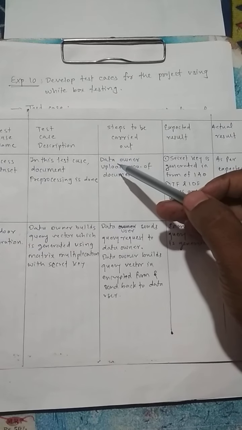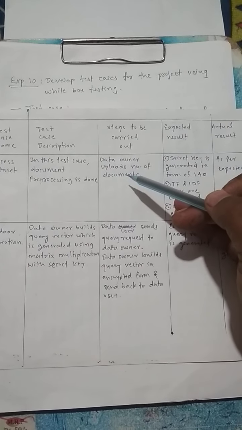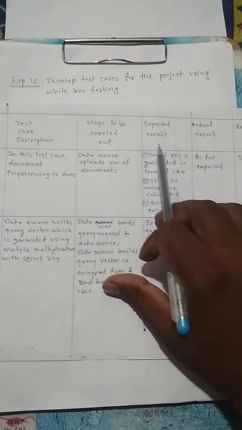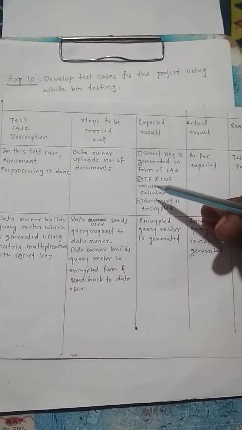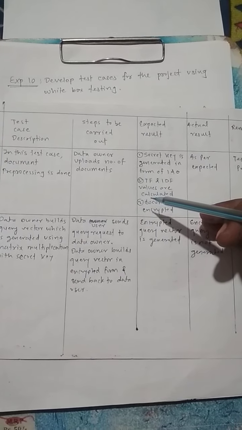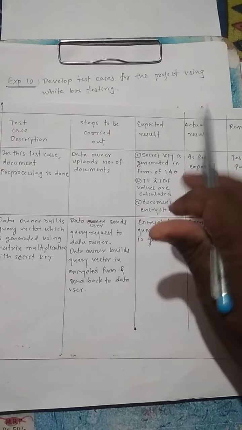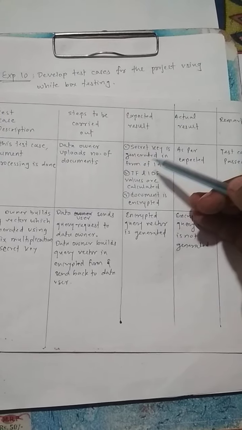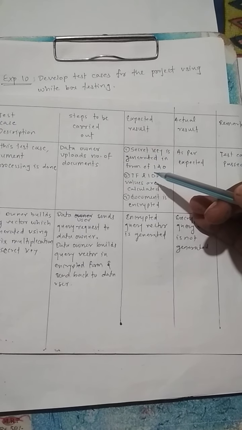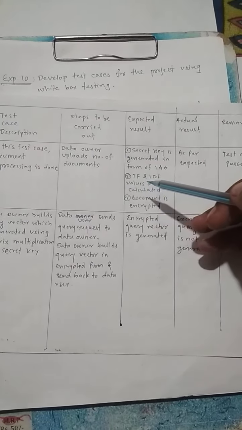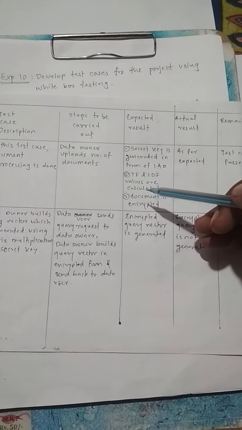The next column is steps to be carried out. Here we need to mention the number of steps the tester should follow. The data owner uploads the number of documents to the server. Then the next column is expected result. This is the expected result as per the guidelines of the client or as mentioned in the SRS. Here first the secret key is generated in the form of 1 and 0, that is, in binary form. Then term frequency and inverse document frequency values are calculated and the document is encrypted.